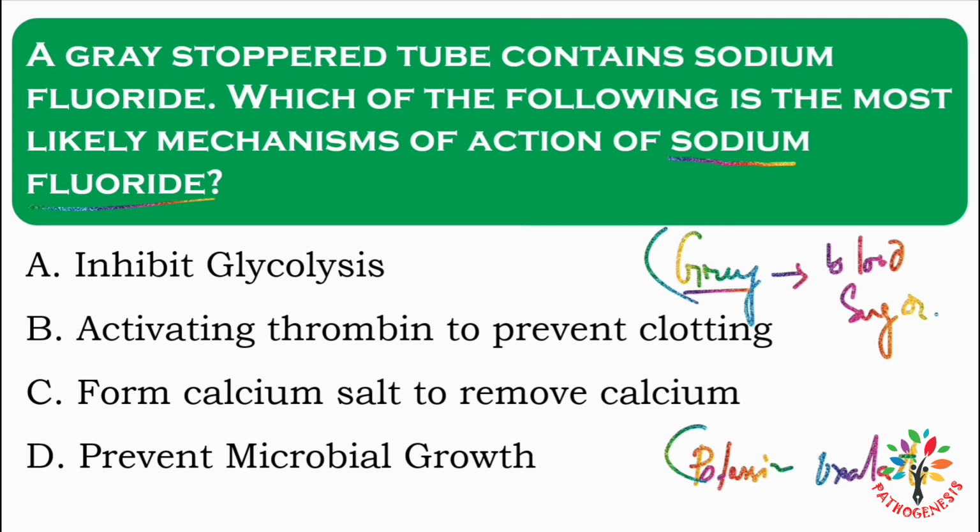The function of sodium fluoride is to prevent glycolysis. It prevents glycolysis so that the RBC cannot use the glucose from the blood. The main purpose of sodium fluoride is to prevent glycolysis. So the first option, inhibit glycolysis, will be the correct option. Let's have a look at the other options: activating thrombin to prevent clotting, it is not applicable. Form calcium salt to remove calcium, no, not applicable. Prevent microbial growth, it is not applicable.